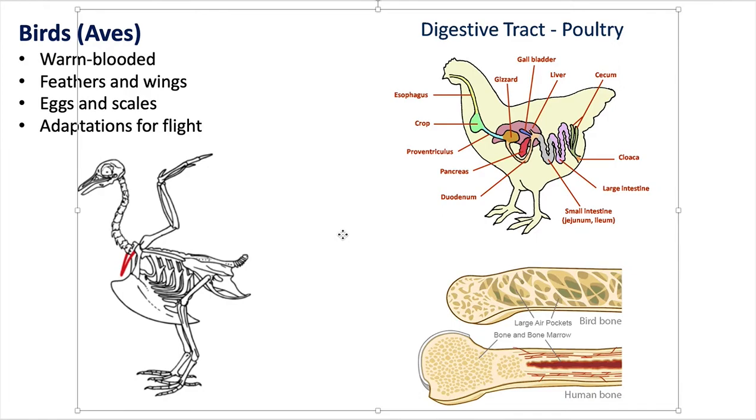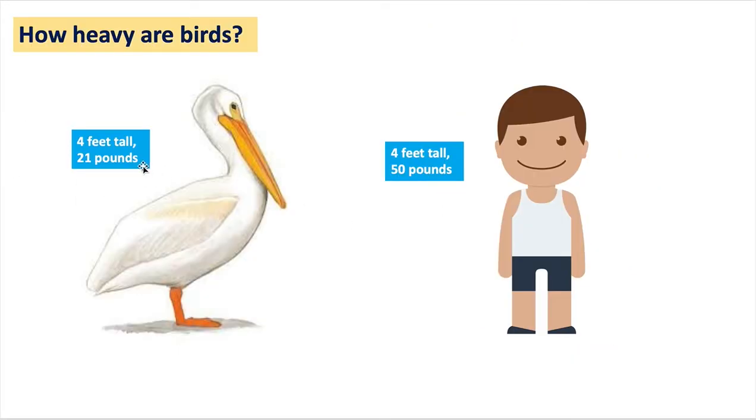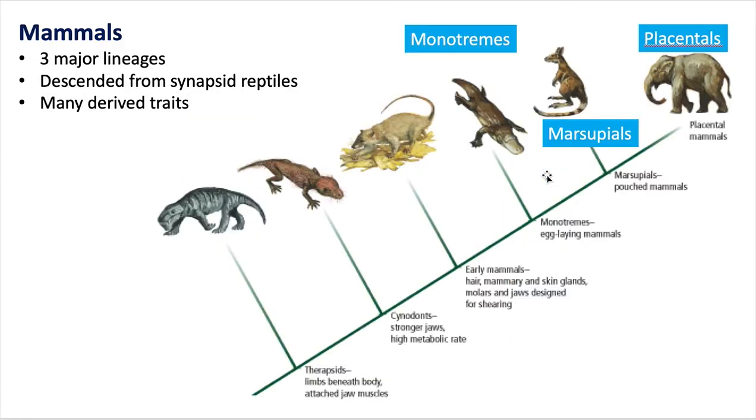And just as an illustration, actually, I said two slides, I have three. So if you have a 4-foot tall pelican and a 4-foot tall human, the pelican is only about 21 pounds, and a human is going to be more than double the weight. This is largely because of the density of the bones. All right, finishing off. Actually, I have one more slide.